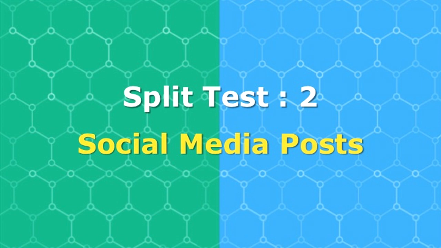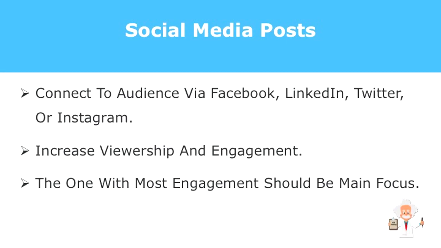Using profiling works because it narrows down your audience to the most ideal ones who will benefit from your webinar content. The second element you can use is to reach out to people with social media posts. This means connecting with your audience via Facebook, LinkedIn, Twitter, Instagram, Pinterest, whatever. Being social with your prospective viewers is the best thing you can do to increase viewership and engagement. This depends on the amount of social media sites that you utilize for your business. The one with the most engagements should be your main focus.